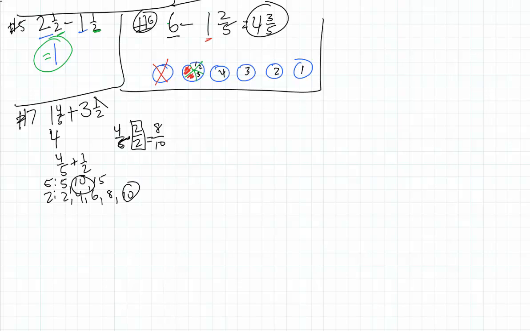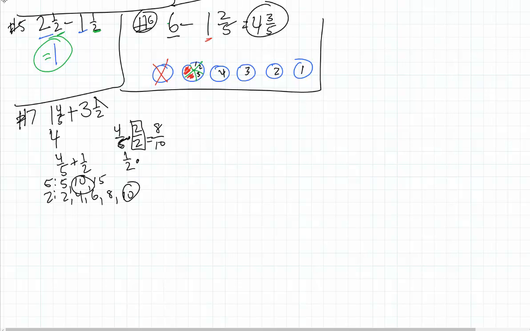And as far as the 1/2 goes, we have to make the denominator equal 10. So 2 times what is 10? 2 times 5 is 10. Oh my gosh, let me go back. Let me erase that. Okay, let's try that again.